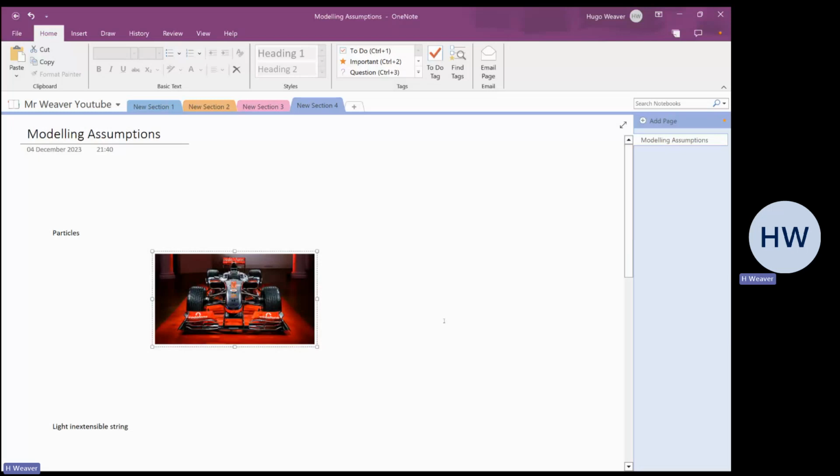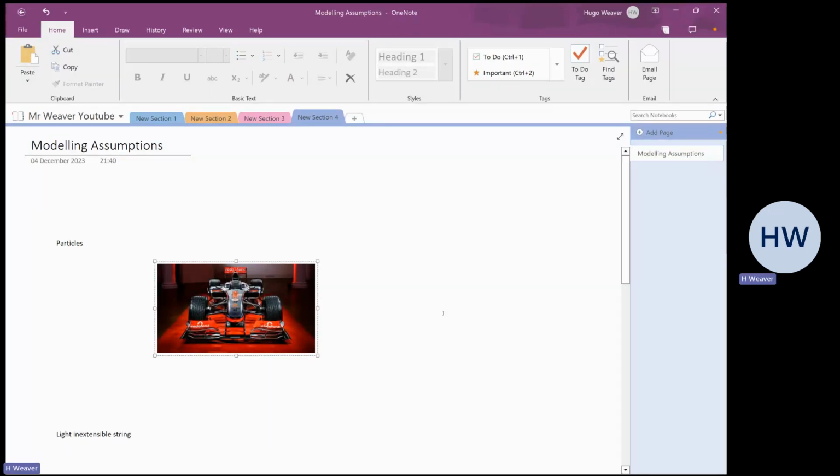Right. Hopefully this works, and if it doesn't work on the fourth attempt, then quite frankly, I give up.